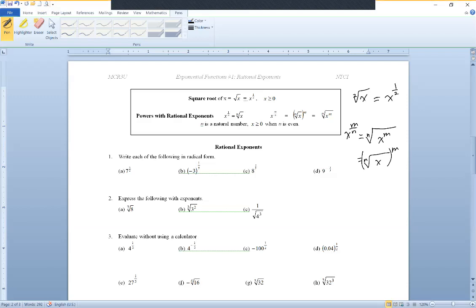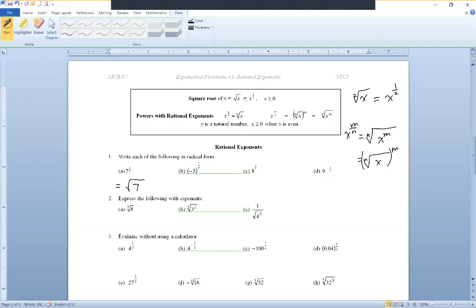Let's practice question 1 together. Write each of the following in radical form. Let's try question 1a. That's 7 to the half. So I think a lot of you understand what we're going to do. The 7 is going to go underneath the radical sign, and the 2 is actually there. Now we don't have to write it in, because that is actually the first one. So the way that you say this is square root of 7.